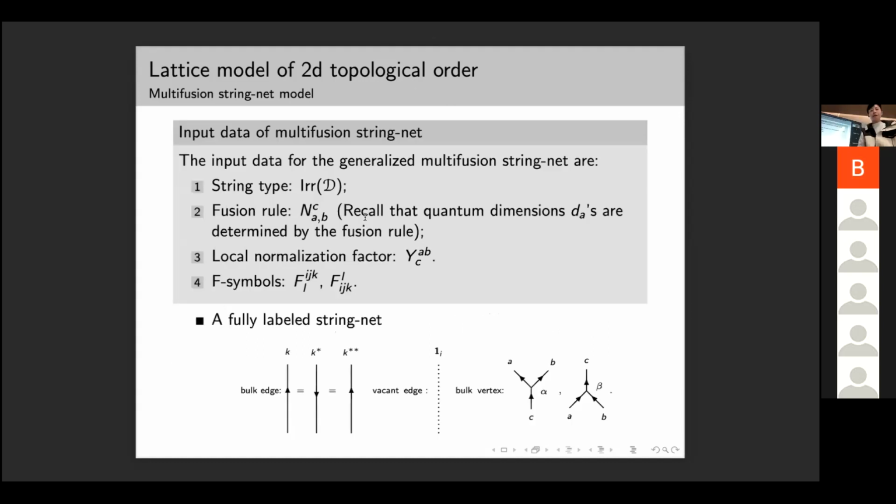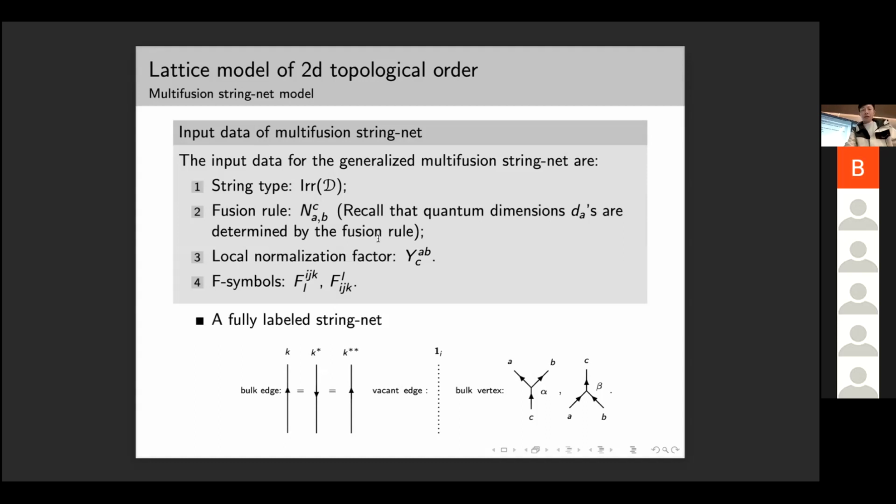And now the input data for this multi-fusion tri-net is still the irreducible objects of this multi-fusion category. And the fusion rule is also here. But we know that this fusion rule also has a grading structure, because depending on the A and B, in which component of this multi-fusion category they lie, there is some grading structure between them. And the local normalization factor is some factor we can choose freely. It satisfies some consistency relations, and here we just fix it as a fixed number.